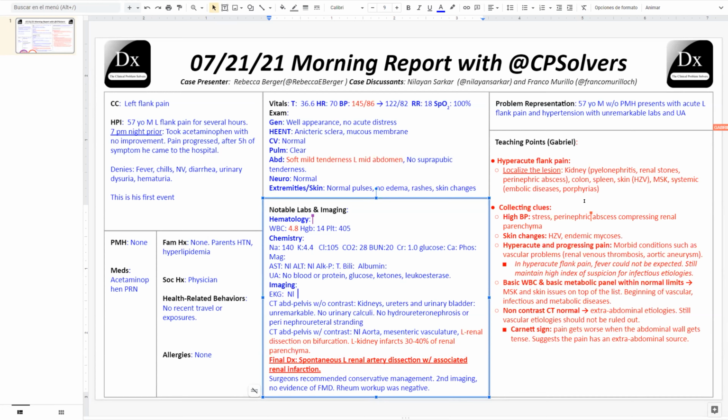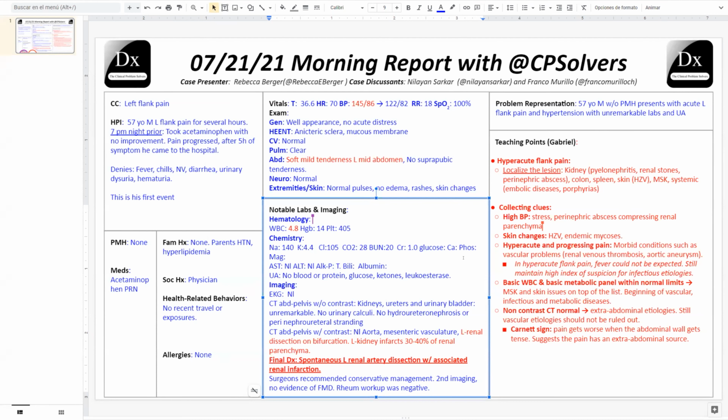Then with the physical exam, the labs, and the imaging, we were collecting clues about what etiology could explain all of this hyperacute flank pain. In the vital signs, this patient had high blood pressure, which we thought could be because of the stress of the hospital. Nilayan also raised an interesting fact that a perinephric abscess compressing renal parenchyma could cause this, a Page kidney. The physical exam showed skin changes, so we started thinking this could be explained by herpes zoster or some endemic mycosis. We also discussed the nature of the pain, which was hyperacute and progressing. Franco and Steph taught us really well about this.